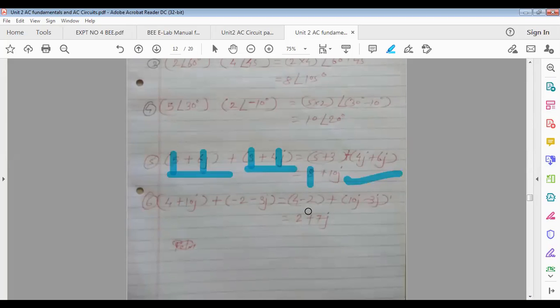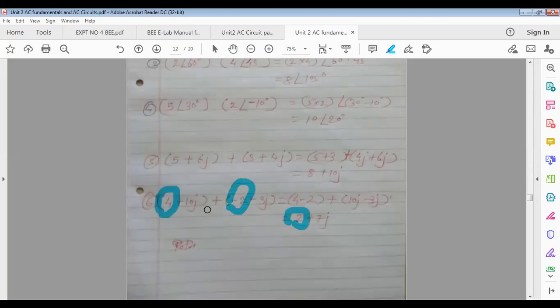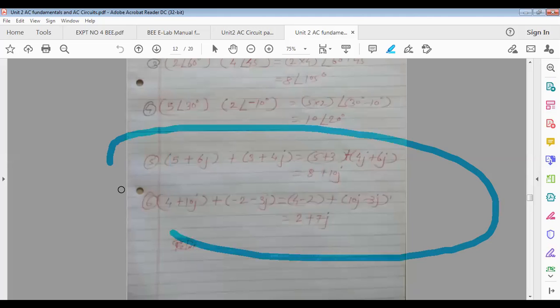See the second one. 4 plus 4, and here minus 2 is there, so it will be plus 2. And here plus 10 minus 3j, so plus 7j. Easy, right? This one you have studied in mathematics. So this one is clear?